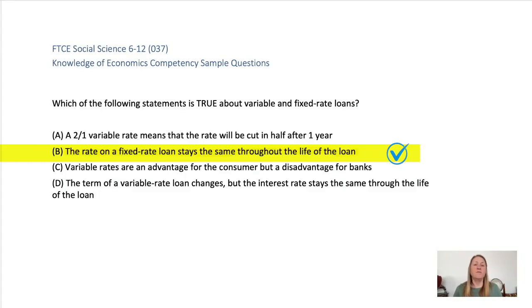The interest rate on a variable rate loan can change after a certain amount of time. 2 to 1 refers to the timing of the change of the rate of the variable rate loan. Variable rates can be an advantage for both consumers and banks depending on trends of interest rates.